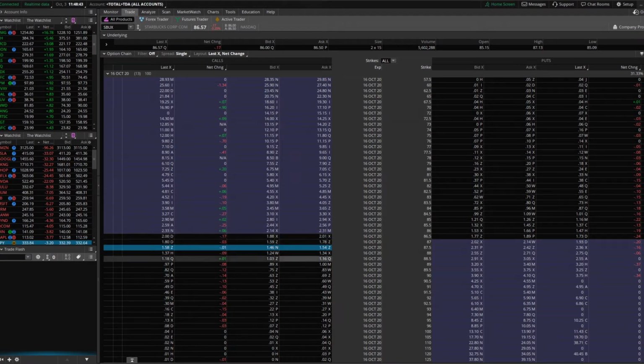Just because on the call side, the 86.5 would actually be 7 cents in the money, so the 87 would be the at the money, the 86.5 would be the in the money on the call side, and then it would still be the same thing over here on the put side. The 87 would be in the money, and the 86.5 would be at the money. And if Starbucks dropped 7 cents or lower, then the 86.5 on the put side would be in the money, and the 86.5 on the call side would be out of the money.